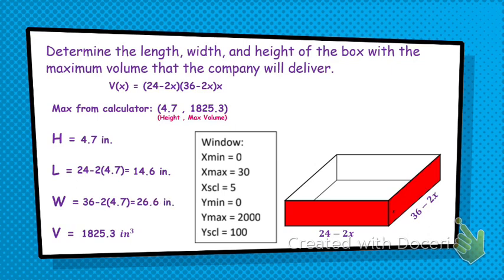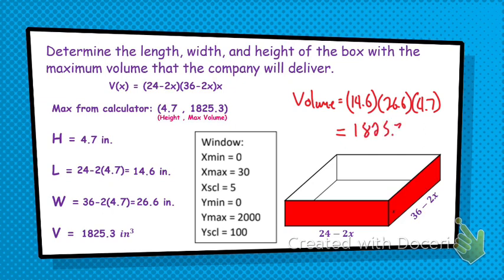Now, a quick way to check yourself: volume is equal to length times width times height. If I know that my length is 14.6, my width is 26.6, and my height is 4.7, then I should be able to hit enter, and my answer should be something close to this. I did round a little bit. 1,824.3 cubic inches.